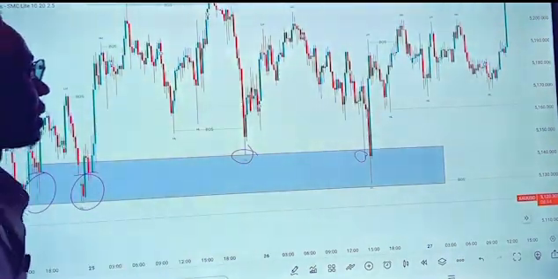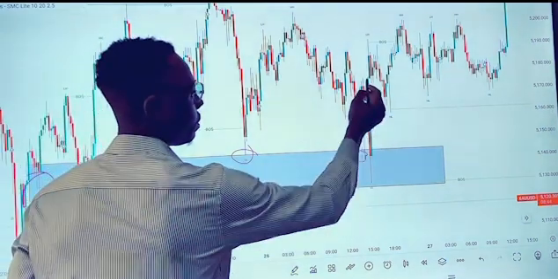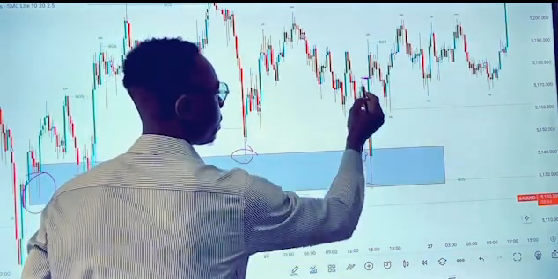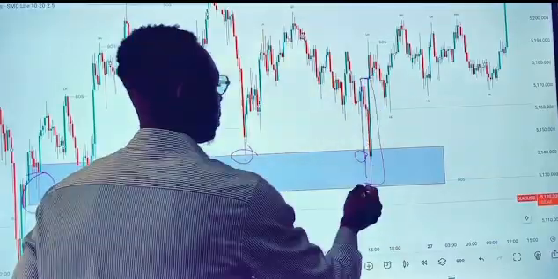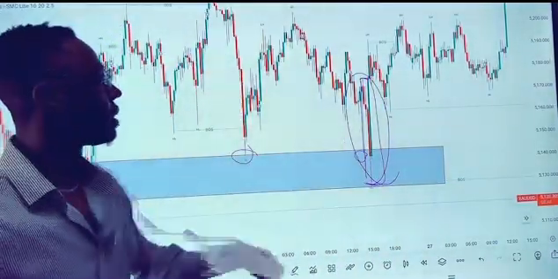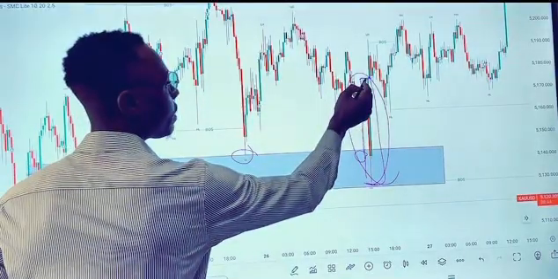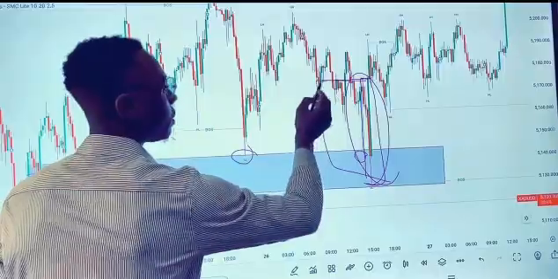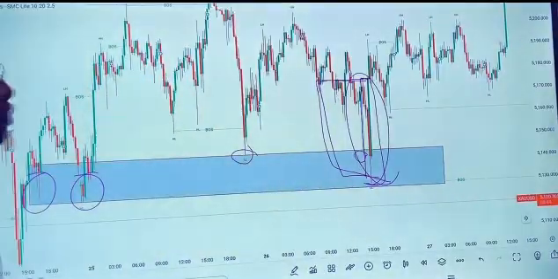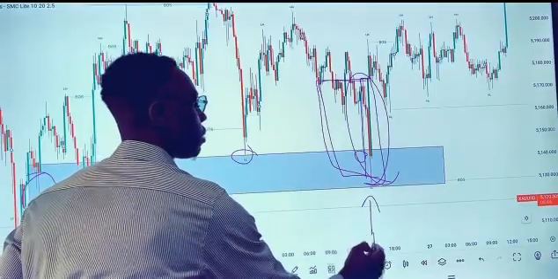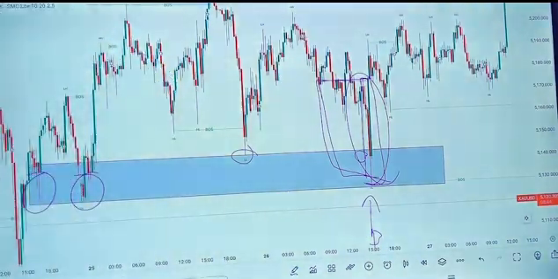But check the last two candles here. You can see this candle, this candle to this candle. What do you see? You can see this bullish engulfing here. This candle is actually engulfing this whole candle right here, and it tells you how strong the buyers are.